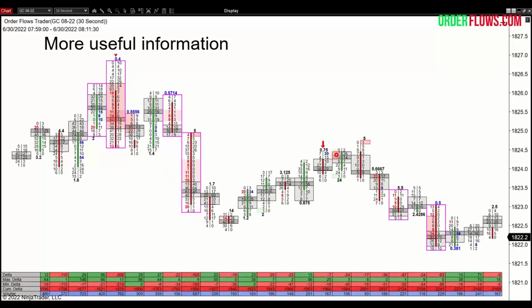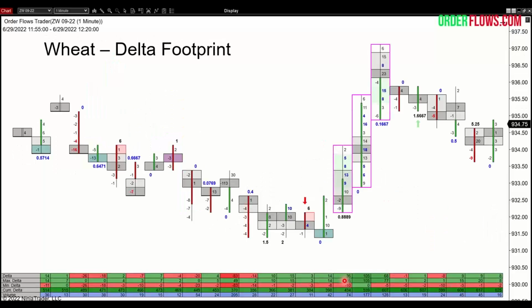Market sells off a little bit, comes back up. More bearish information in the order flow. That's why there's that. You can just see the deltas are all negative here. And again, it's just those things that just stand out.